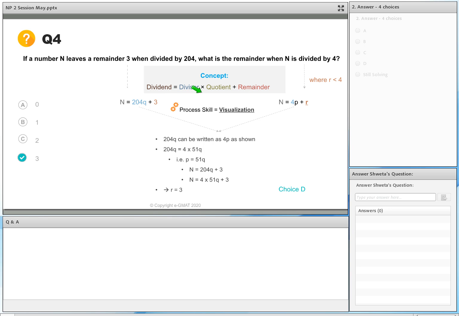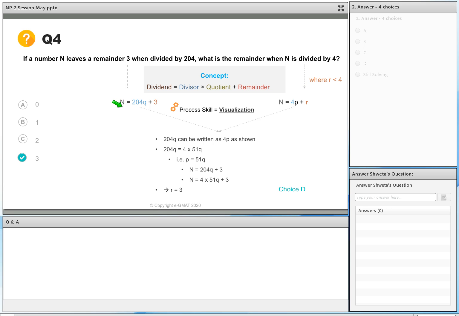So first you're going to write this DNR equation for the given information. Dividend n, remainder 3, divisor 204. Put everything in place, and the only thing I don't know is the quotient, so I'm just going to call that Q. And then write the DNR equation for what you want. You want the remainder: dividend is n, divisor is 4. So here you write the DNR equation. R this time is what you want to find out. Always remember, the remainder is always going to be less than the divisor. So it has to be less than 4, right?